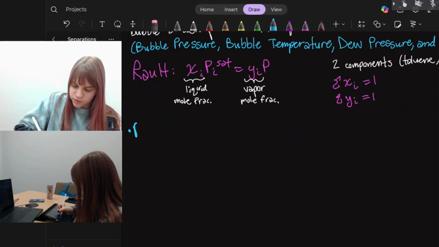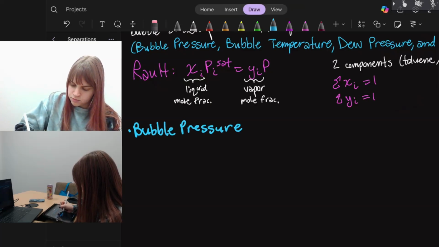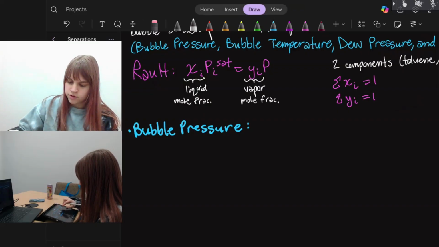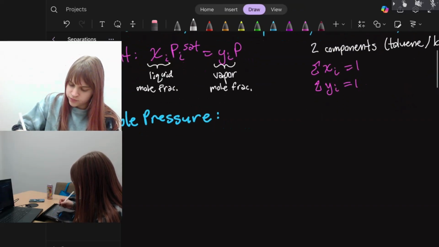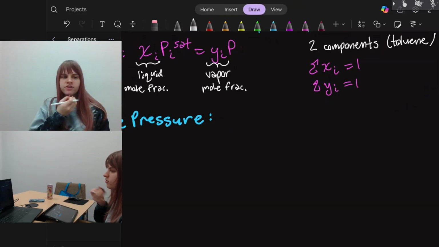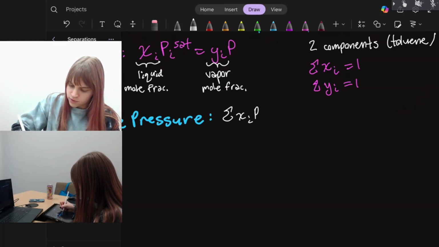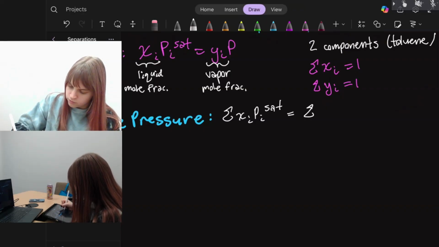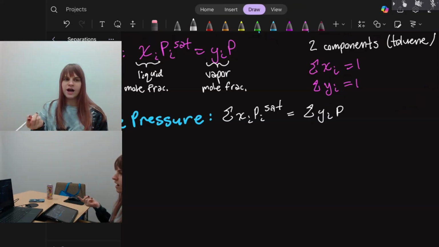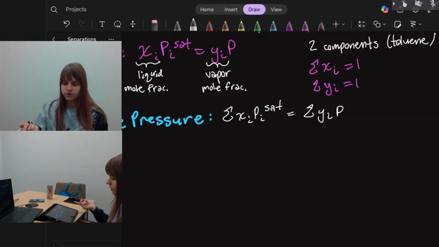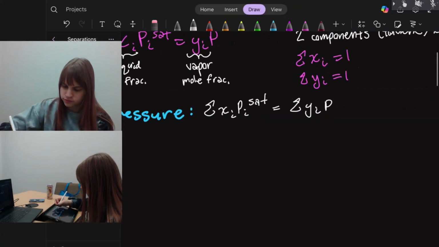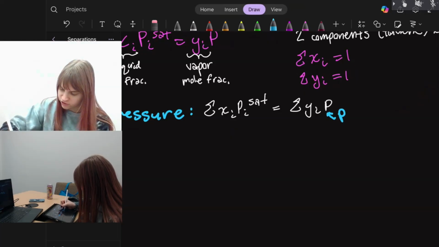We are going to start with the bubble pressure. And so we're going to start this by putting a summation on each side of the Raoult's law equation. And so what we can do after that is pull out the pressure, and this pressure is the bubble pressure.